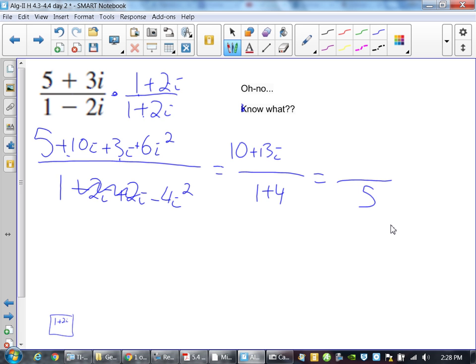Oh, I'm sorry. I must have looked back at the 10 real quick and I just wrote it down twice. Sorry about that. So then you had 6I squared becomes negative 6. We okay with that? So now your numerator becomes negative 1 plus 13I, and you're done.